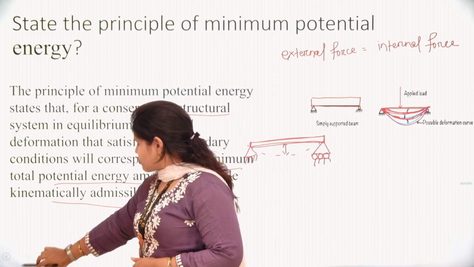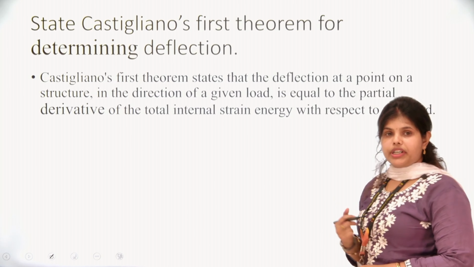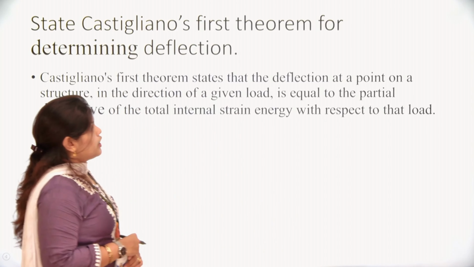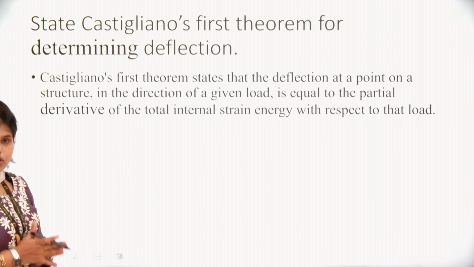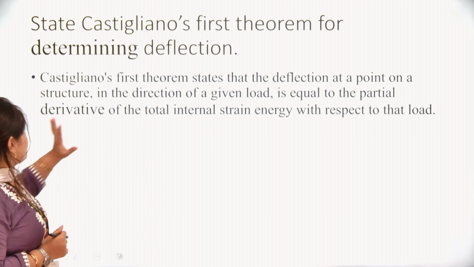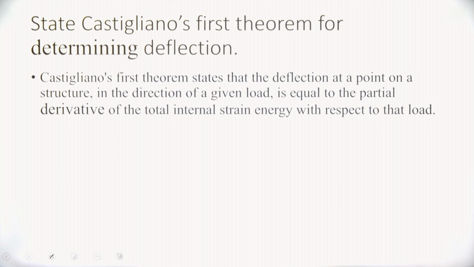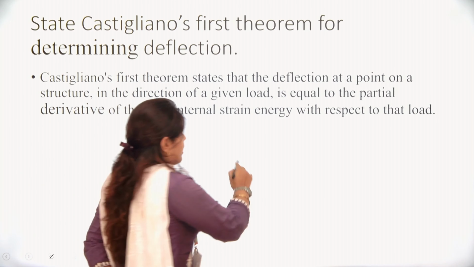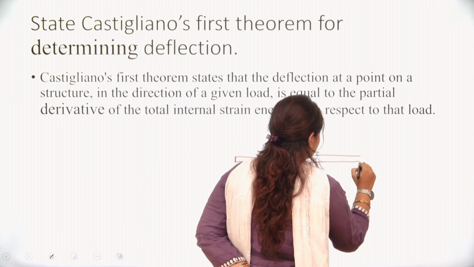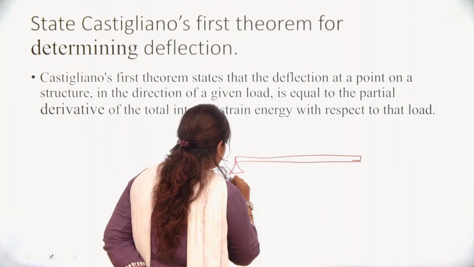In our next question, Castigliano's first theorem for determining deflection. So it states that the deflection at a point on a structure in the direction of a given load is equal to the partial derivative of the total internal strain energy with respect to that load. Let's start drawing a structure. Here we have a structure, let it be simply supported.